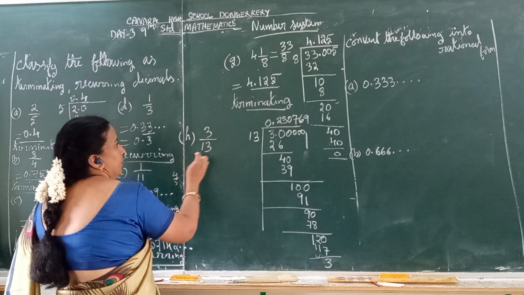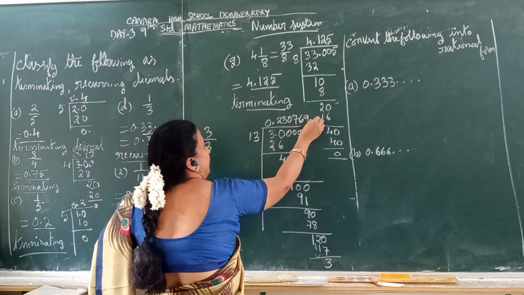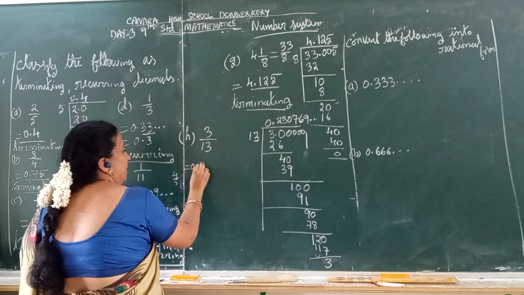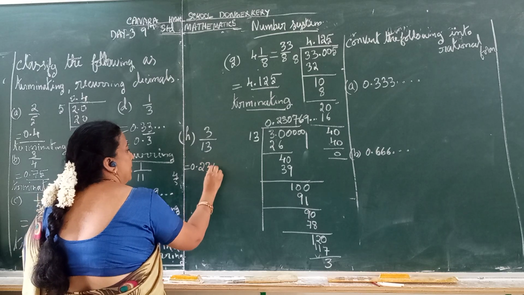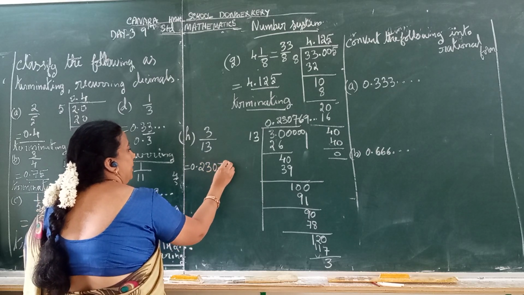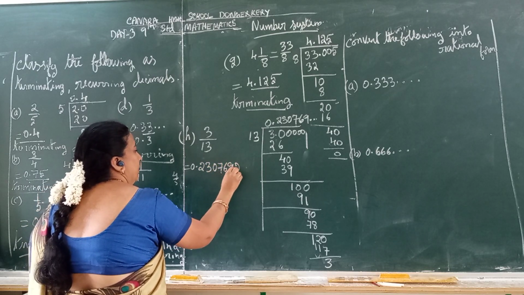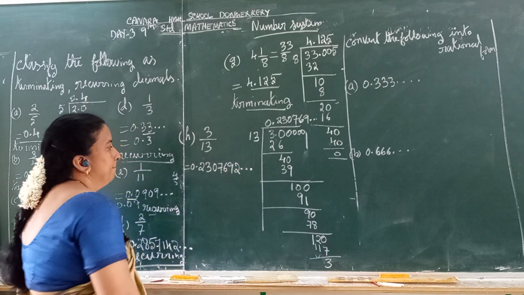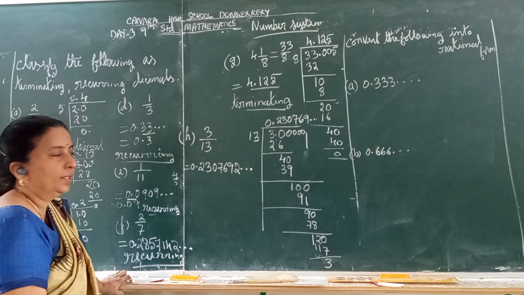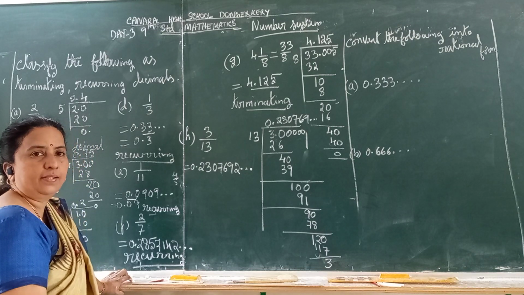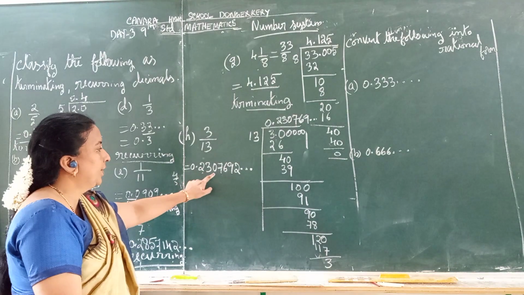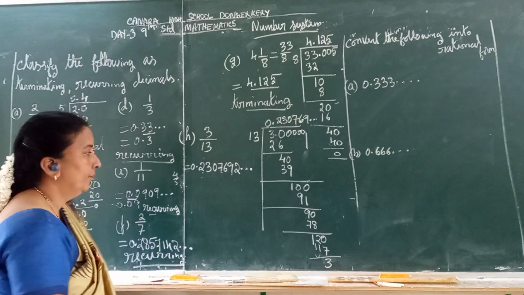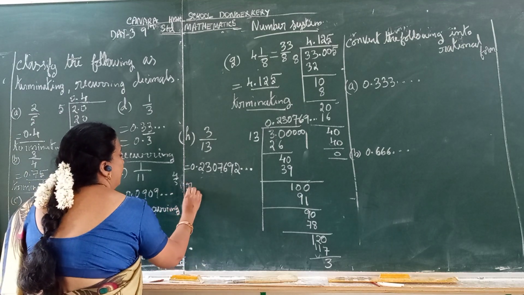So what is the answer we got? Put 3 dots afterwards. 0.230769, then again 230769, again 230769. It is repeating, so recurring.